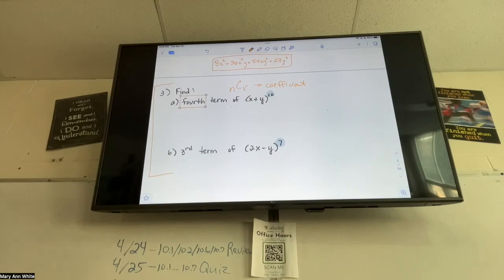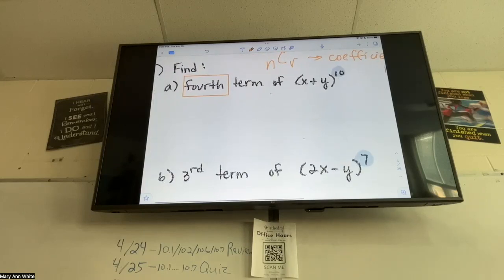Okay, so first thing I want to think about, we're going a little bit backwards from what we did last time. Last time we found the coefficient and then we did our variables. This time we're going to do our variables first, okay? So I want to think about what is the fourth term? 1, 2, 3, 4. All right, x is doing what? What's the exponent of x doing as we go across the problem? Decreasing. So it starts with x to the 10th and it's going to go down 1 each time. So it's going to go x to the 9th, x to the 8th. And then on my fourth term, the one I want, it's going to be x to the 7th.